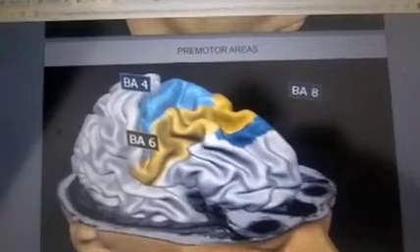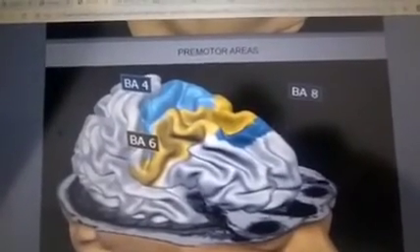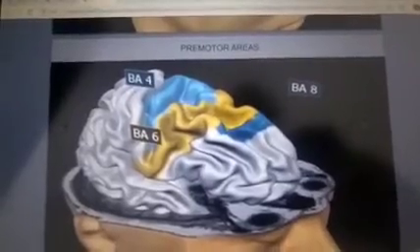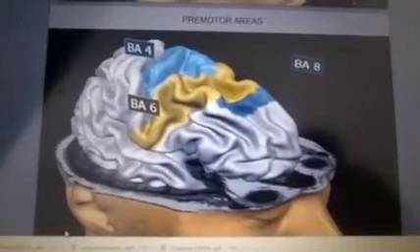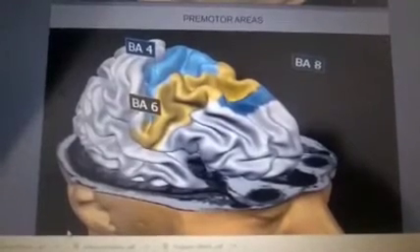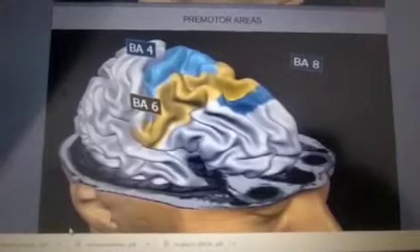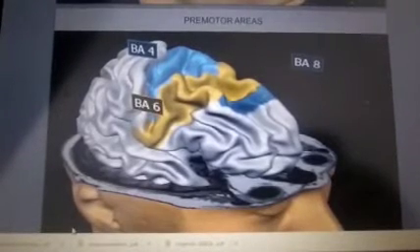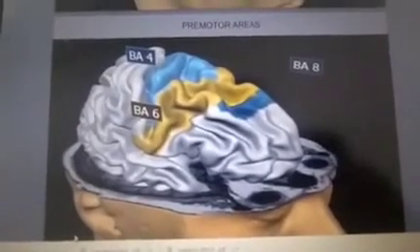And area 6 and area 8 are premotor areas. Even area 4 is also considered a premotor area, or it is also called the sensory motor area, because when any kind of movement is happening in the muscles, many times the stimuli are coming from the sensory system of the body.